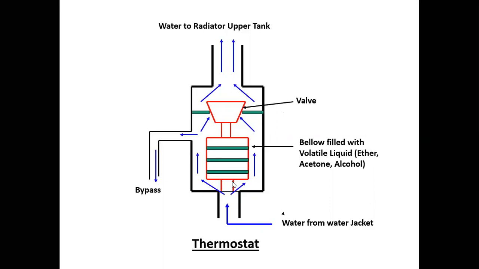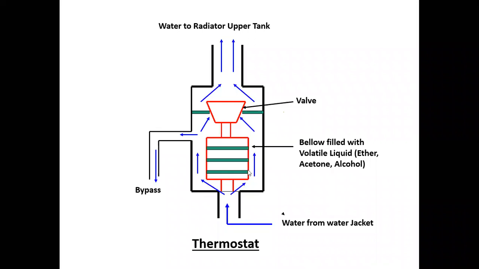In order to expand the bellows, we provide a liquid with a very low boiling point inside this bellows, like ether, wax, acetone, or alcohol. Such types of fluids are used and kept inside the bellows. Now this bellows is continuously in contact with the flowing hot water.